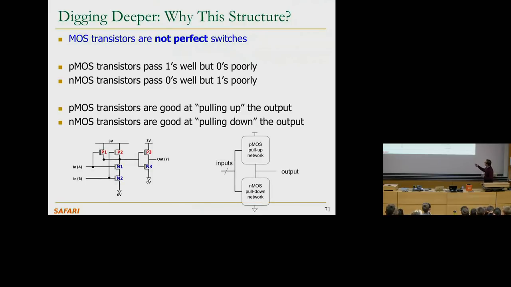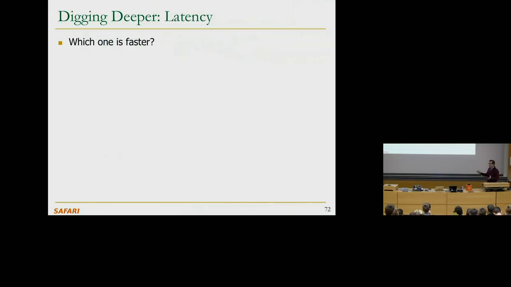That's why you have the pull-up network over here, based on PMOS transistors, and the pull-down network over here, configured with NMOS transistors. And this is one section where you can go into a little bit more detail on transistors in Harris and Harris. So another question, which one is faster?